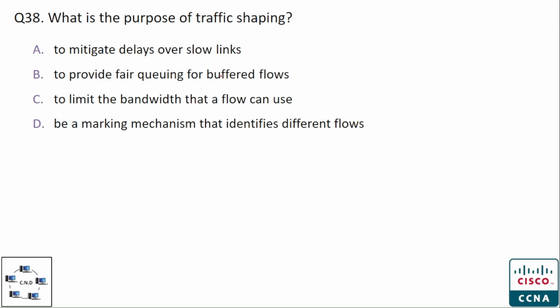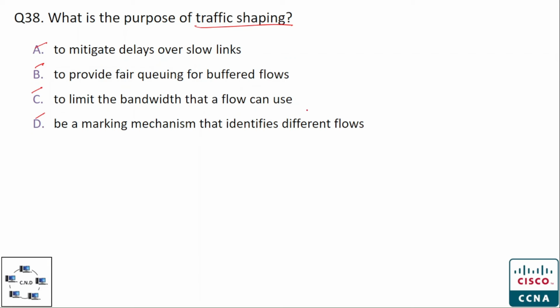Question number 38. What is the purpose of traffic shaping? And the options are option A, to mitigate delay over slow links. Option B, to provide fair queuing for buffered flows. Option C, to limit the bandwidth that a flow can use. And option D, be a marking mechanism that identifies different flows.